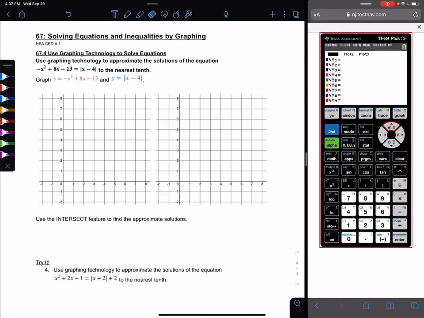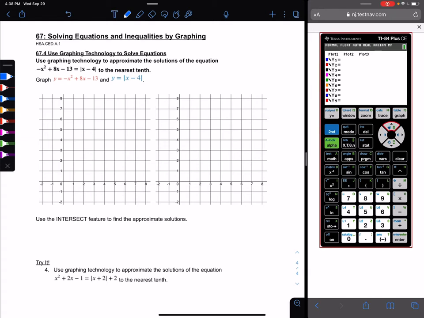In this video, we're going to look at topic 67, example 4, where we use graphing technology to solve equations. In the previous videos, we used the graphing calculator to find intersection points. The first two videos, we were really just looking based on the eye test and finding solutions. In the example 3 video, we were using a table to find approximations.